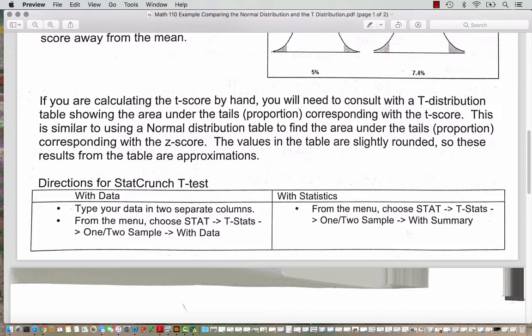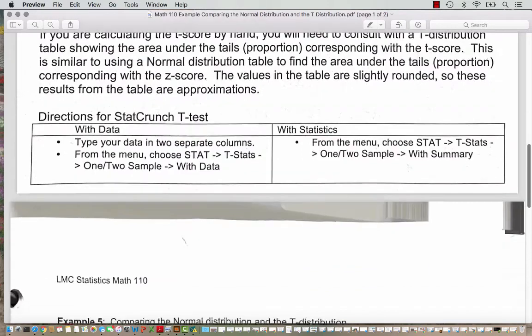So we are going to use StatCrunch. So in StatCrunch, when we do the t-test, we have two choices. If you're working with a data file, you'd have your data in two separate columns. And then you choose Stat, T Stats, One Sample or Two Sample with Data. And then if you already have your summary data, you choose Stat, T Stats, One or Two Sample with Summary.